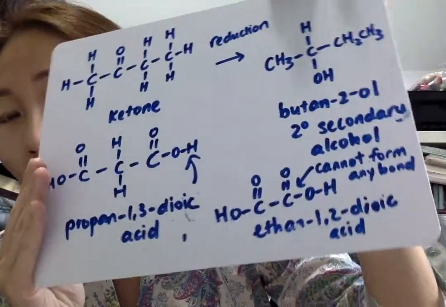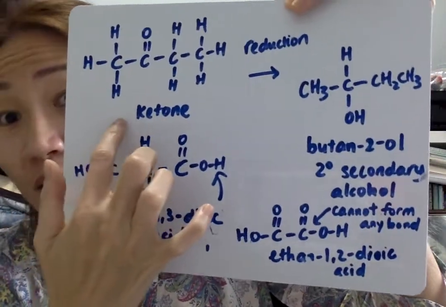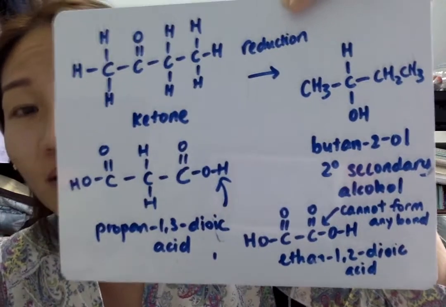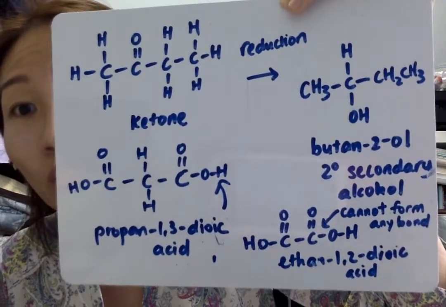Let's discuss the solutions for the homework questions that you were supposed to do last week. The first question is to derive the structure of the secondary alcohol from the ketone. By reducing this ketone, butane-2-one, you will end up with a secondary alcohol. And how does this secondary alcohol look like?